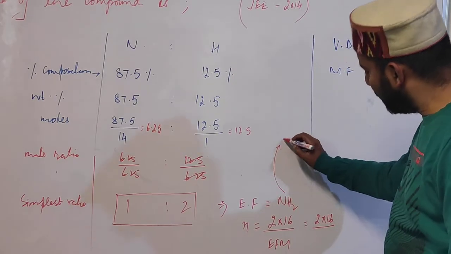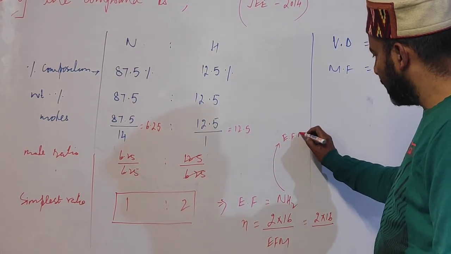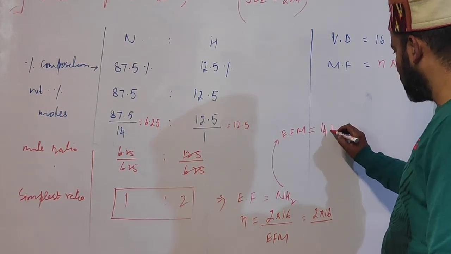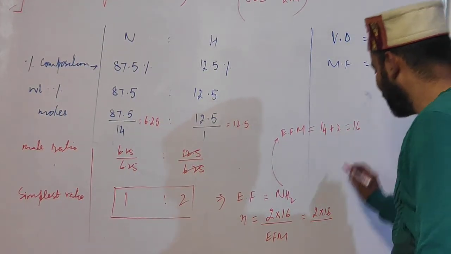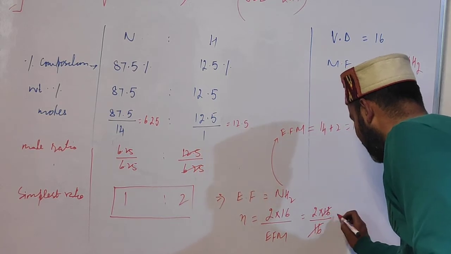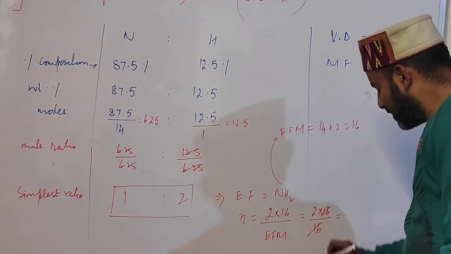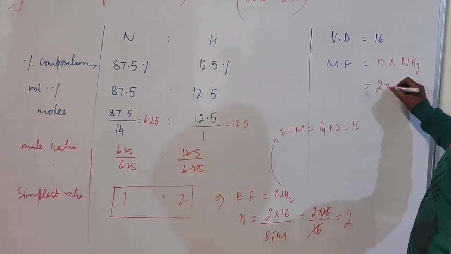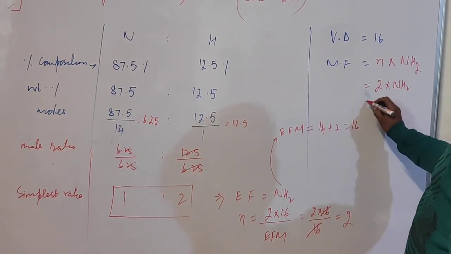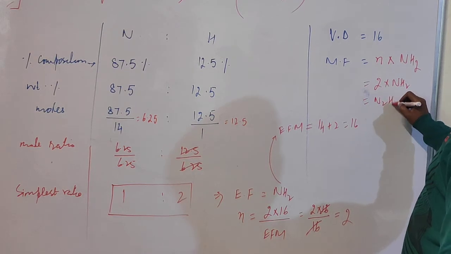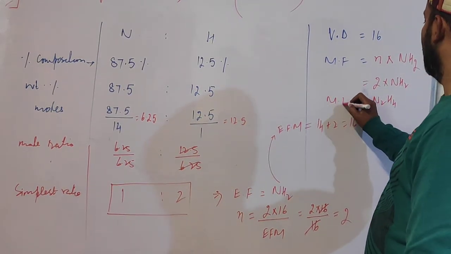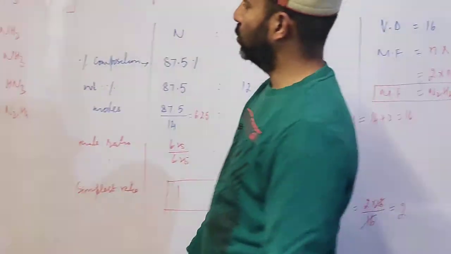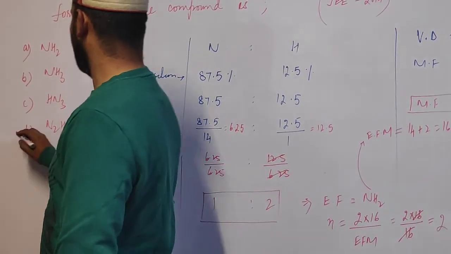And now students, what is the empirical formula mass? You can calculate it from NH2. Nitrogen is 14 and we have 2 hydrogens, so it is 16. Now 16 and 16 cancel out. We have 2, so n is 2. So 2 into NH2 is N2H4. So students, this is the molecular formula. The correct choice from the given options is D.